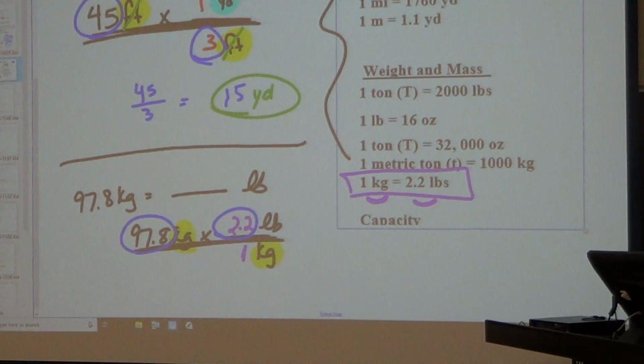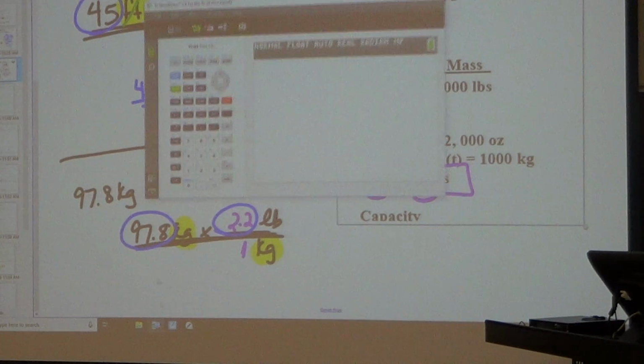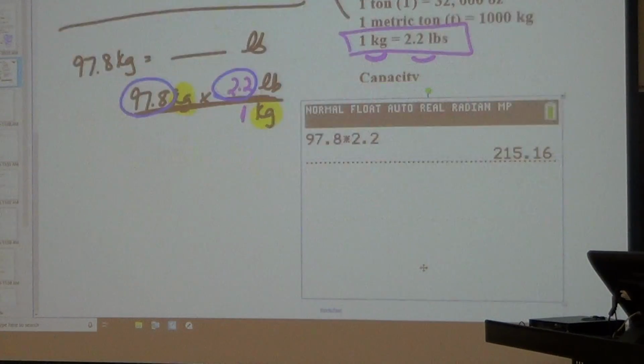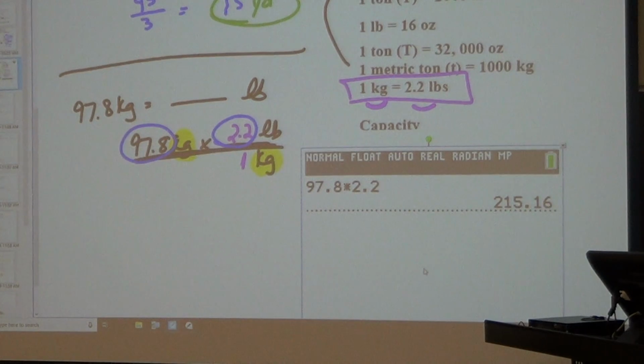This time, both of my numbers are upstairs. So if they're both upstairs, what am I going to do? We are going to multiply. So, 97.8 times 2.2, I am going to meet a man that weighs 215.16 pounds.